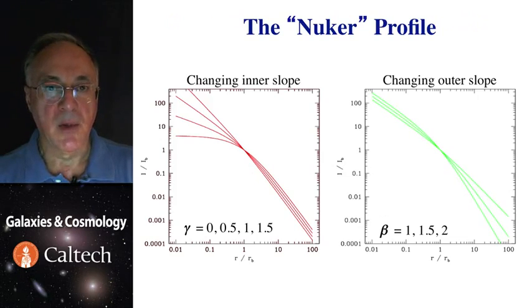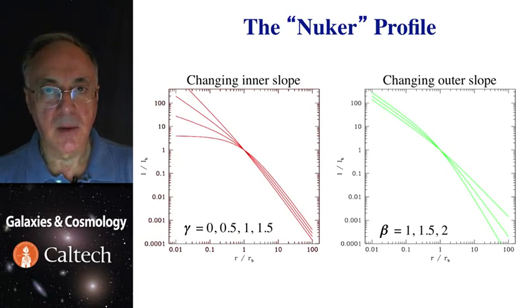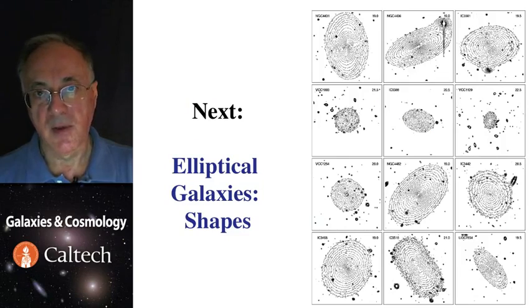And so here are examples of what those profiles look like. On the left, you see what happens as we change the inner slope, whereas the outer one remains more or less fixed. On the right, it's the opposite. We keep the inner slope but change the outer slope. Galaxies seem to fit all over this particular family of profiles. So next we will talk about two-dimensional and three-dimensional shapes of ellipticals.